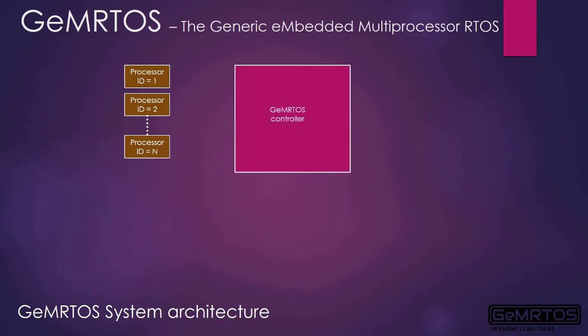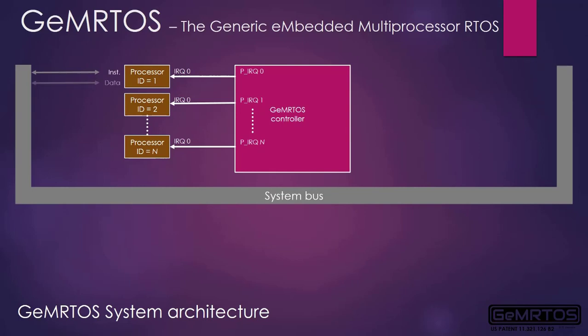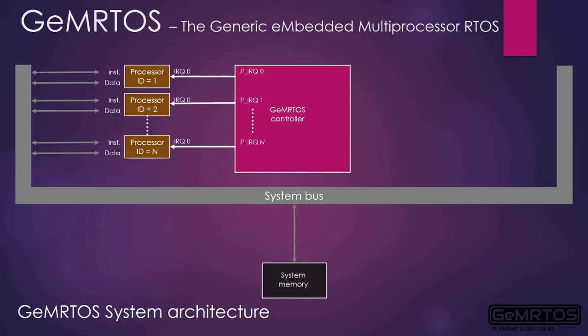The system architecture relies on the GeMRTOS controller. It manages the system processors through hardware interrupts. The system processors are only interrupted by requests generated by the GeMRTOS controller. A memory-mapped system bus is used by system processors to access instructions and data. The system memory stores the GeMRTOS code and data structures, as well as the application's code and data.